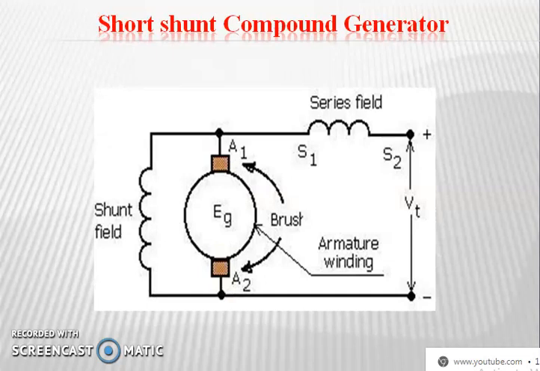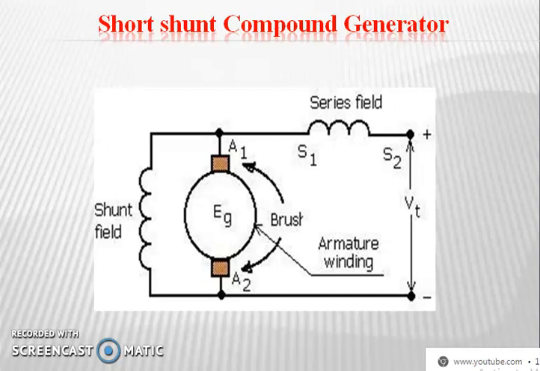In case of the short shunt compound generator, as I said, both the things are connected as shown in the figure. So these are the different types. In a similar way, we have the differentially compound long shunt and short shunt compound generators. In this video we tried to explain the various types of DC generators and the nature of connection in each type of DC generator.